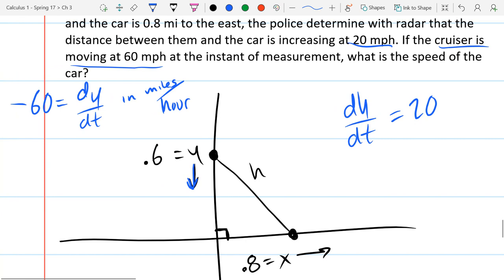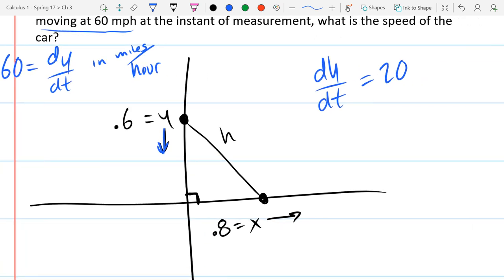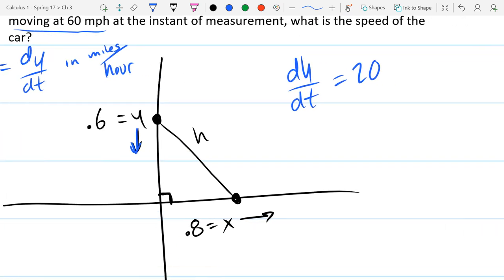Cruiser is moving, got that. Speed of the car. All right, so they're asking, what's the speed of the car? So what are they actually asking about?